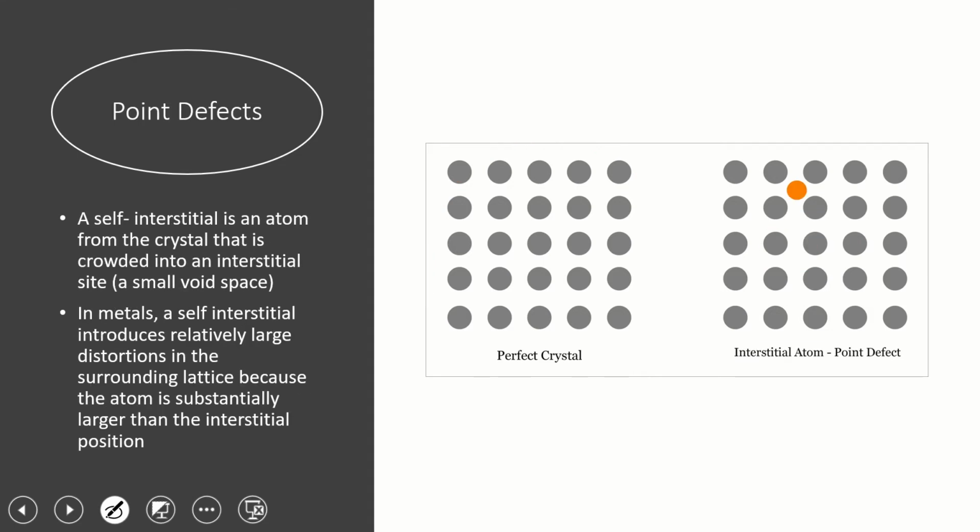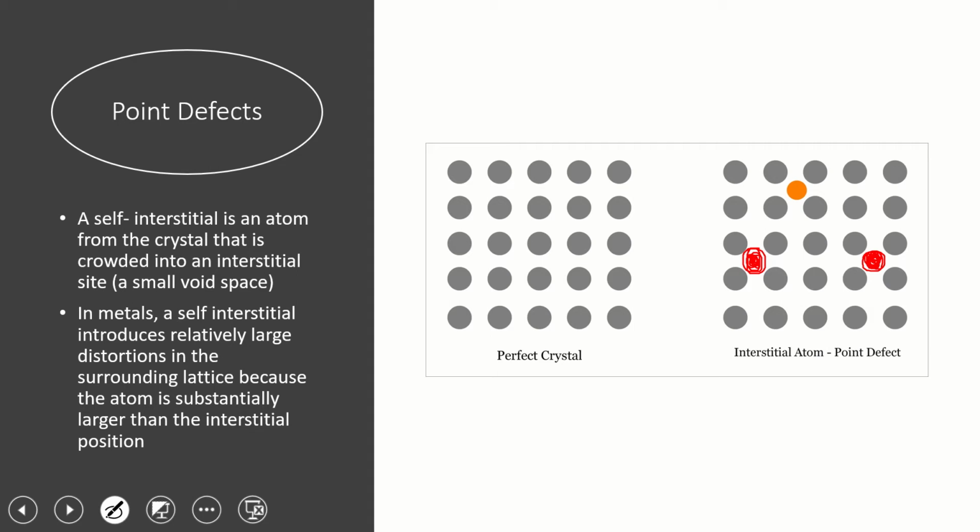The other type of point defect is the interstitial atom. It is an atom that is crowded into an interstitial site. An interstitial site is nothing more than a little void space. So you could add an atom right here, another atom right here, and these atoms are usually the same type of atom as the whole material.